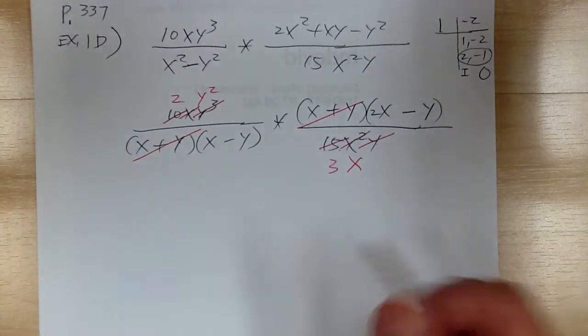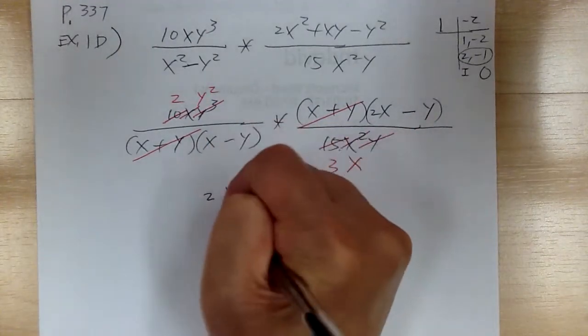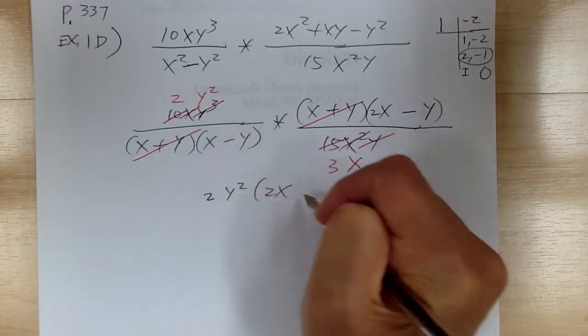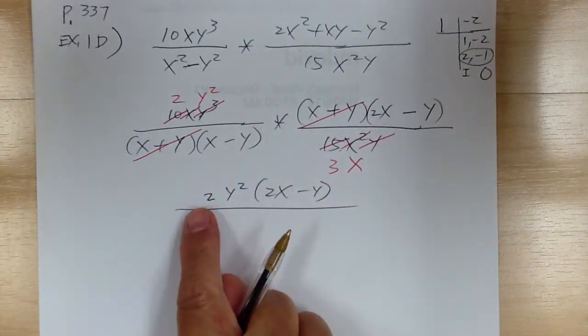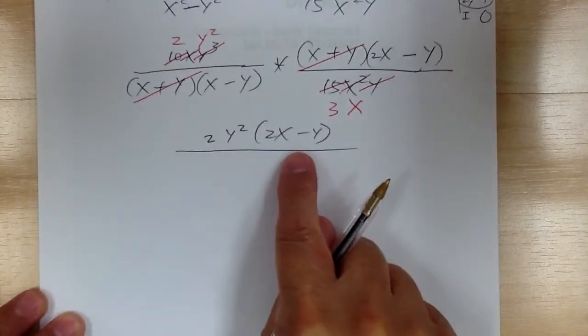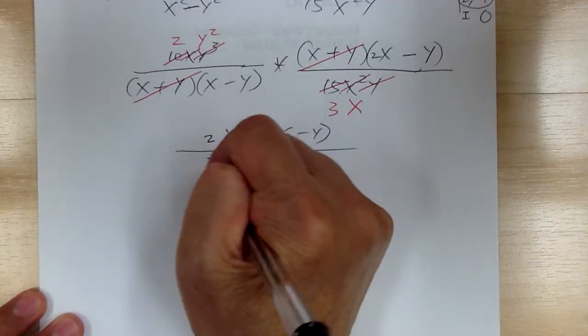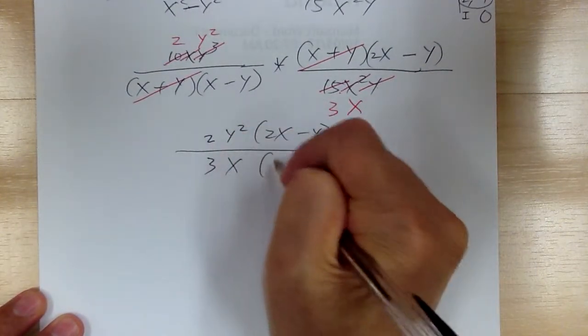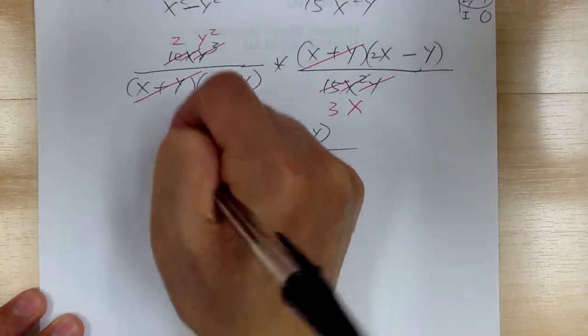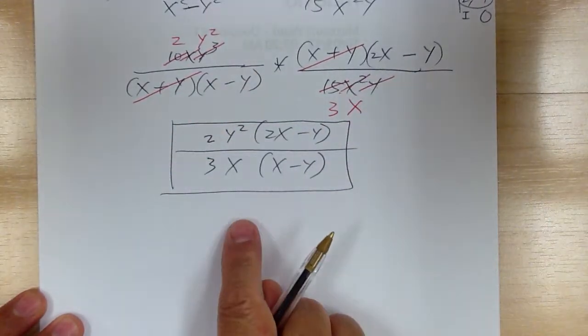So your final answer would be the number, the alphabet, the group, right? So that's how you write it. You start with the number, then you do the alphabet, and then you do the group. On the bottom, you do the number, the alphabet, and the group. And that would be your final answer for example 1D.